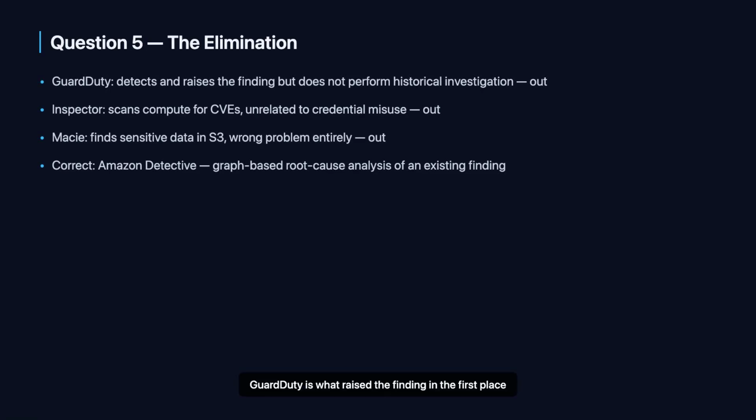Eliminate. GuardDuty is what raised the finding in the first place. It detects suspicious behavior, but it doesn't dig back through history to explain it. So, it's out. Inspector scans compute for known vulnerabilities, which has nothing to do with credential misuse, so it's out. Macie discovers sensitive data in S3, a completely different problem, so it's out. The correct answer is Amazon Detective, which builds a graph of behavior over time and lets you investigate the root cause of an existing finding.